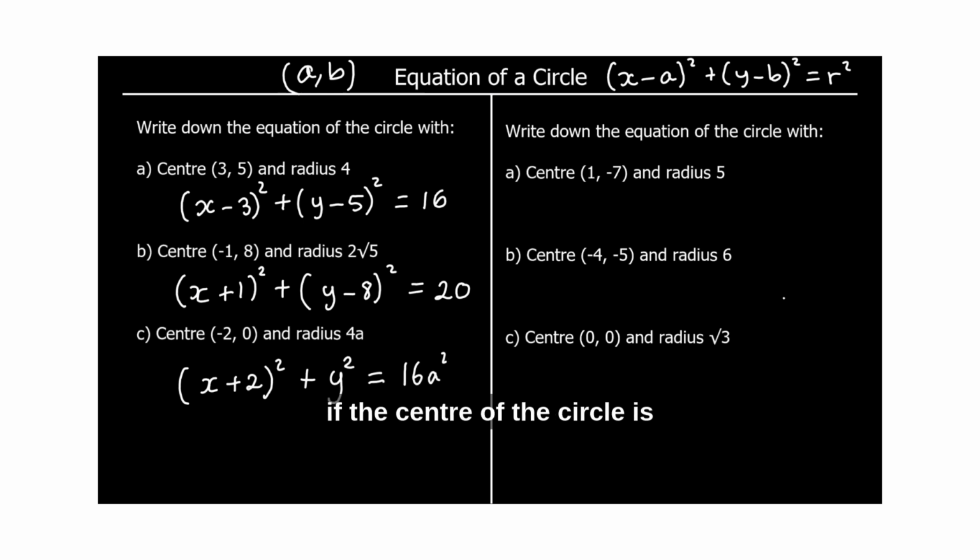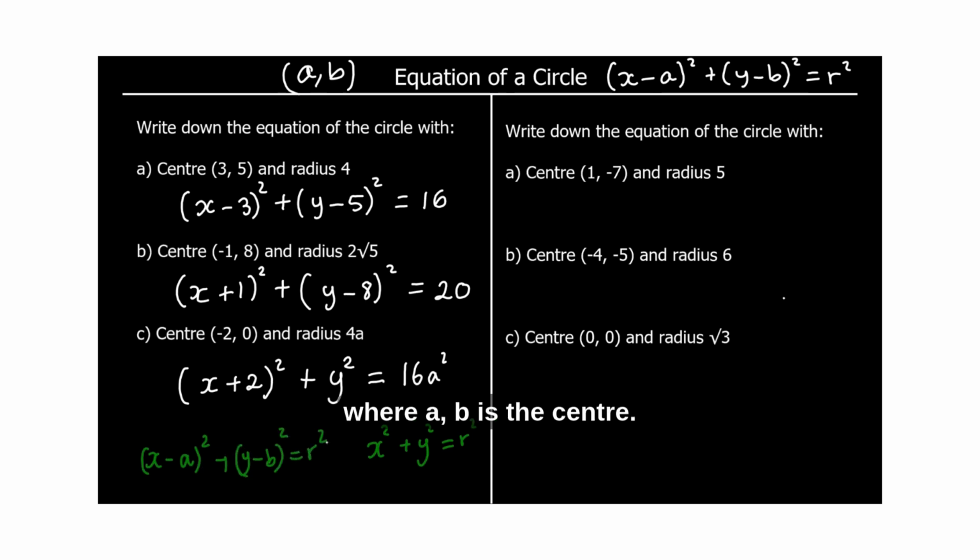You might have seen before, if the center of the circle is at the origin (0, 0), the equation of the circle is just x² + y² = r². So a and b are both 0, so the center is at the origin. If it's not at the origin, we've got (x − a)² + (y − b)² = r², where (a, b) is the center.